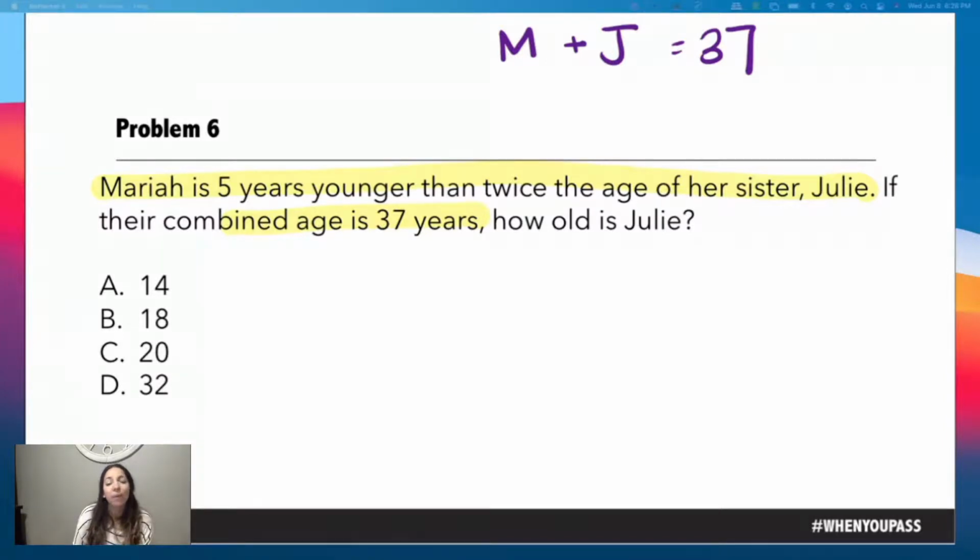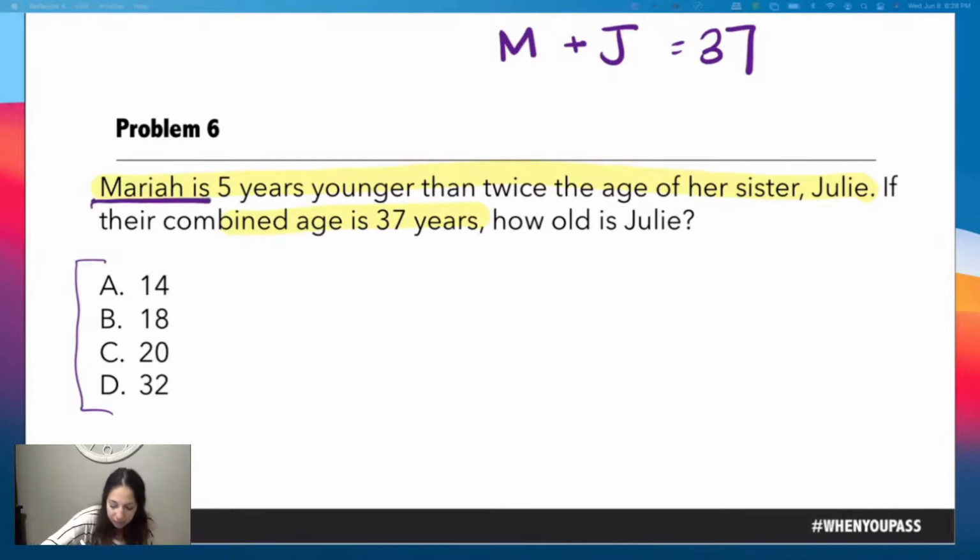Now, how am I going to figure out what we're doing here? Well, I can use my answer choices, or I can do it algebraically. I'm going to show you how to do both. So M plus J equals 37. What do we know about Mariah?